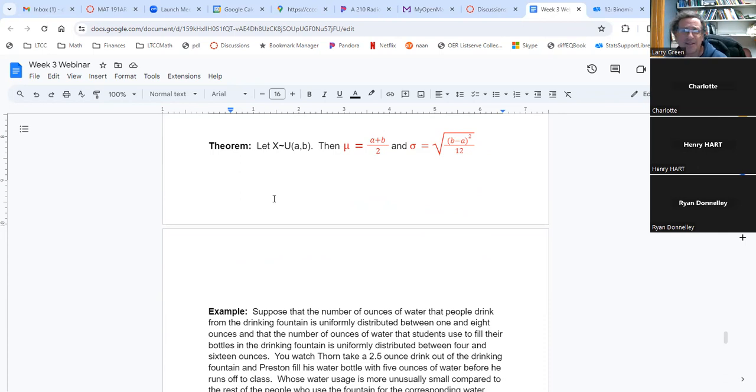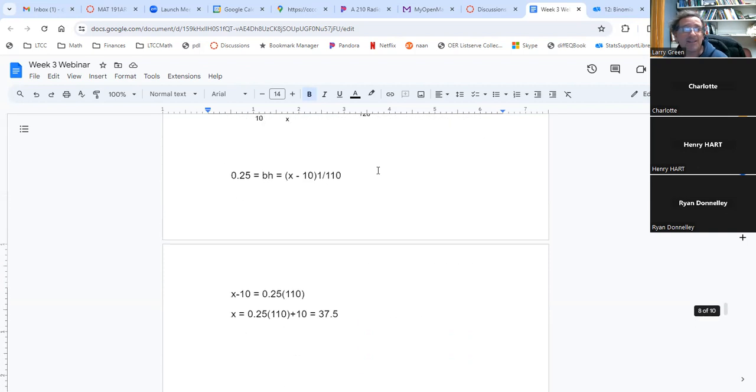Okay, so here is a big theorem. The first part is going to make total sense, and the second is going to be totally like why. If X is uniformly distributed between A and B, then the mean is A plus B over 2. That should make total sense. That's just the average, isn't it?